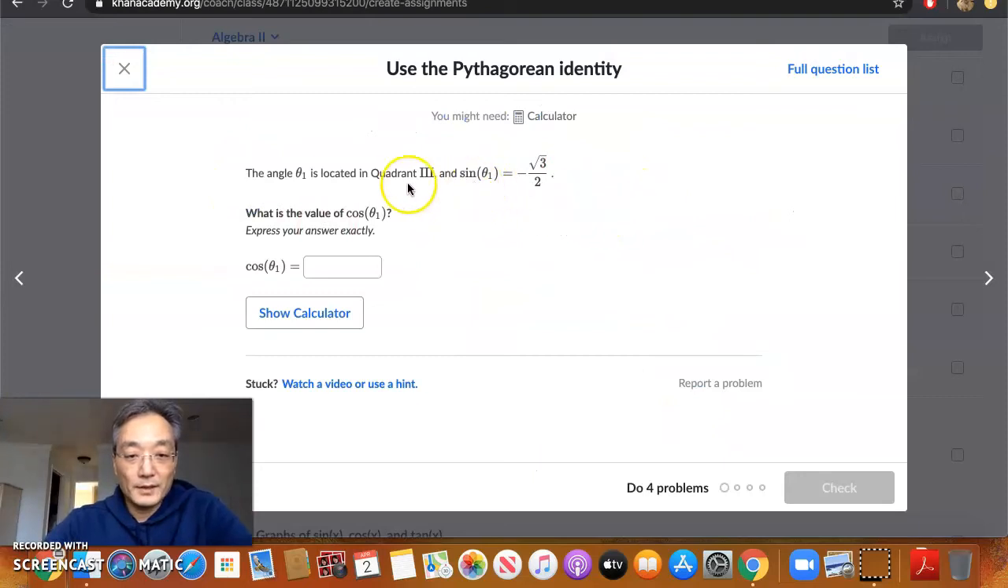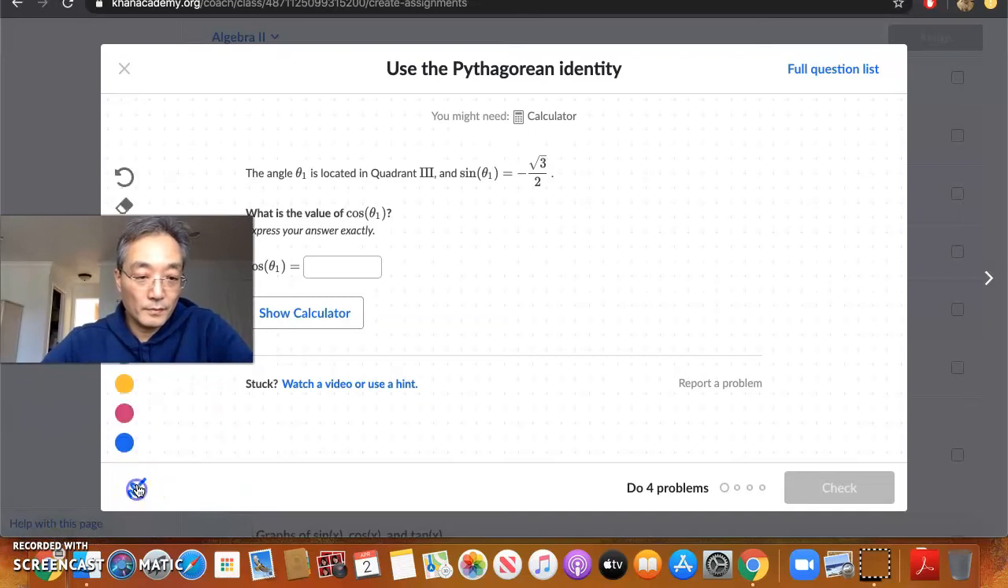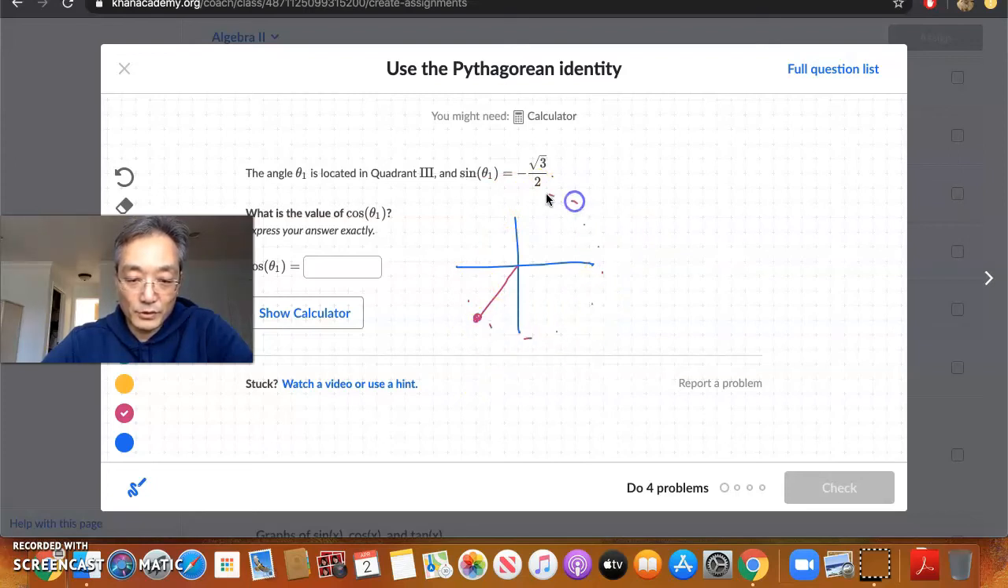It says the angle theta 1 is located in quadrant 3. So basically this angle is in Q3. So we're going to have this angle come out to here, and it's going to hit the unit circle, right? Pretend that the circle goes around this way. Pretend we have our unit circle that goes all the way around like that.